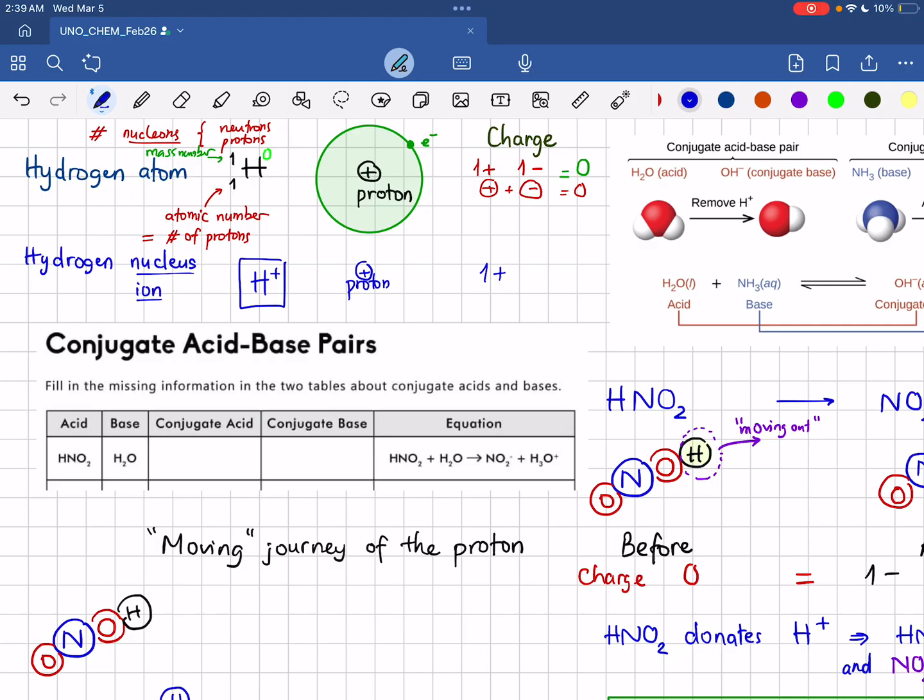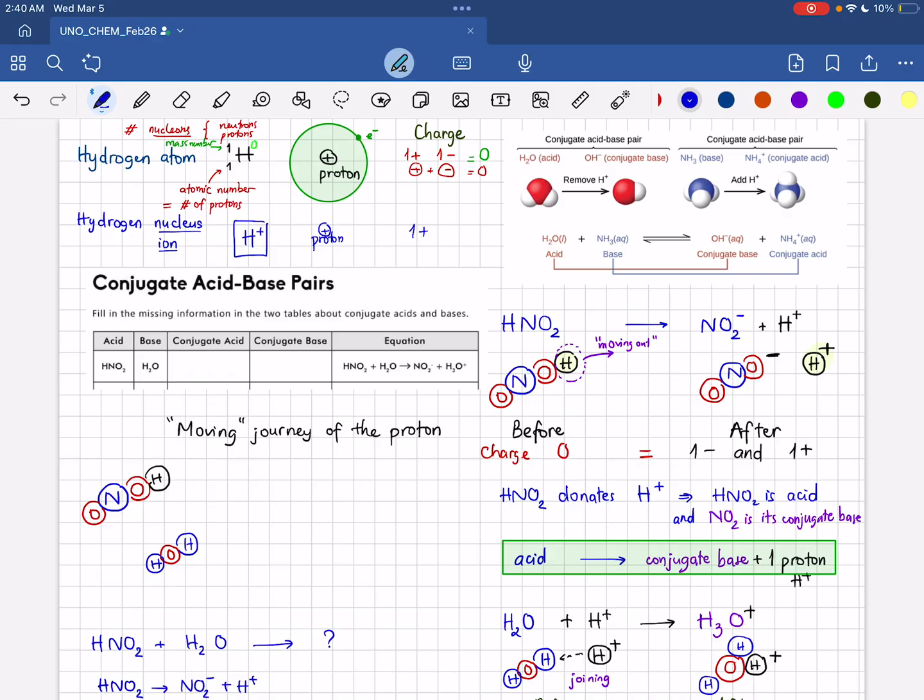Okay, so I hope that with this picture in mind, you can imagine that the reactions between substances are a kind of moving-around journey of the proton or of the electron itself. And with this in mind, we can continue to review the conjugate acid and base based on the Bronsted and Lowry definition.